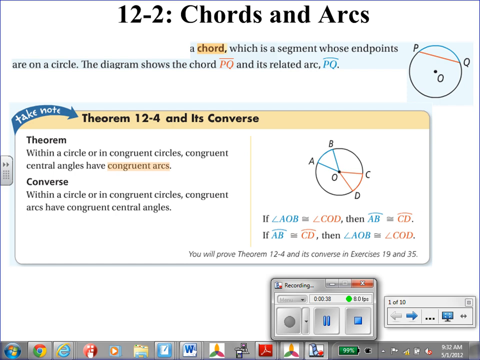Remember, it can go in both directions. This says that within a circle or in congruent circles, congruent central angles have congruent arcs. So if angle AOB is the same as angle COD, then arc AB and arc CD have to be the same length. How do we know that? It'll be given to you, or it'll be something you can figure out. The converse is, if you know that you have congruent arcs, then their central angles have to be congruent. It's just stating the same thing both directions.